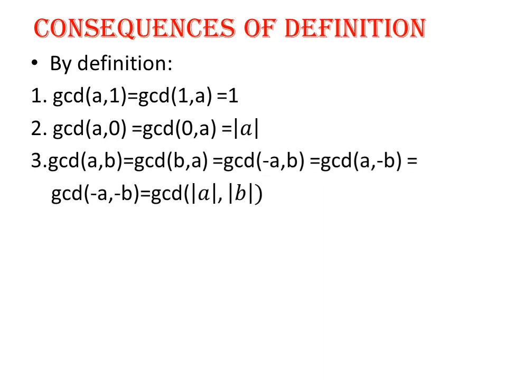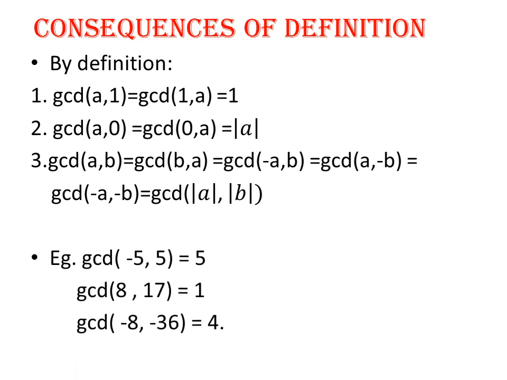Now, GCD of a and b, or GCD of b and a, or GCD of minus a and b, or GCD of a and minus b, or GCD of minus a and minus b is the same as GCD of mod a and mod b. Why? Because GCD is nothing but a positive term. So whatever value we get here, it will be the same for all of these. You can verify these results by taking examples.